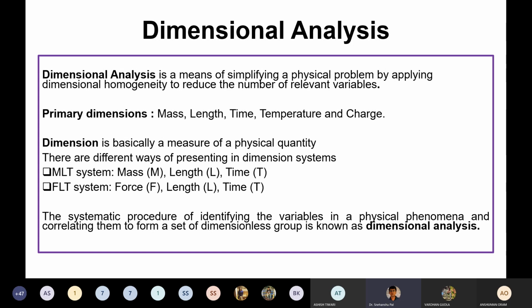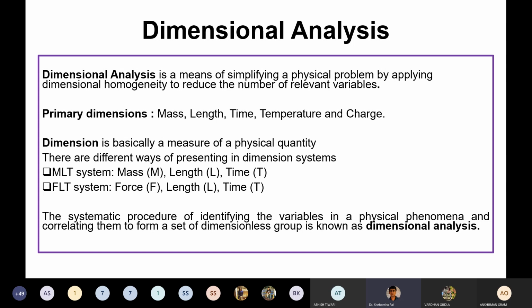And then you have to understand what dimension is, in order to understand overall dimensional analysis. Dimension is basically a measure of a physical quantity. There are different ways of processing dimension systems. One is the MLT system, that is mass, length, and time. Another is the FLT system, force, length, and time. Generally, we are used to sticking to the MLT system.